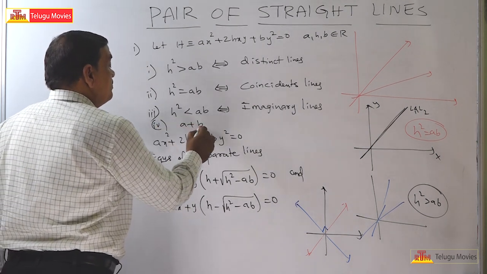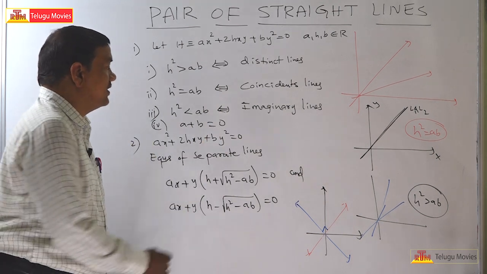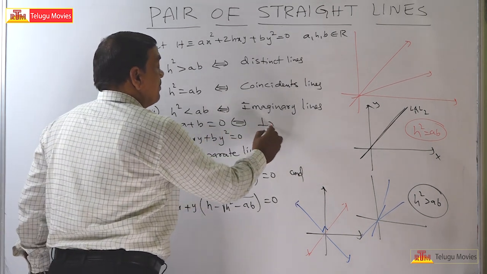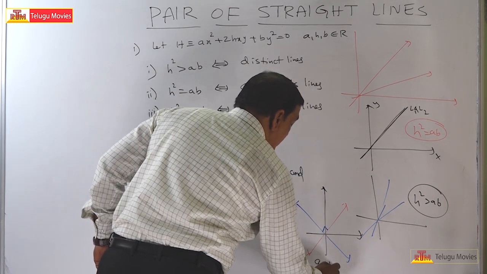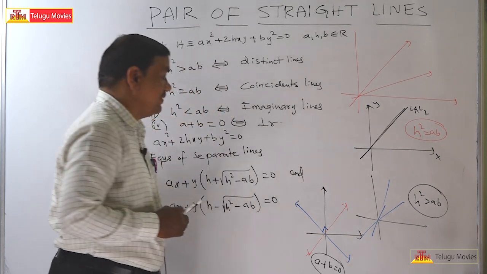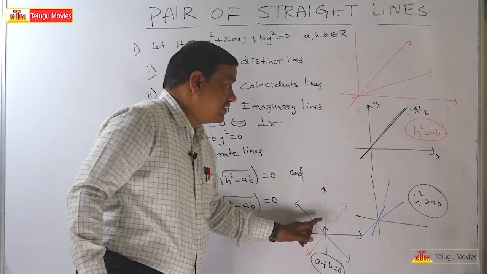If A plus B is equal to 0, the lines are perpendicular. That means this is the case: A plus B is equal to 0. Then the two lines are perpendicular.